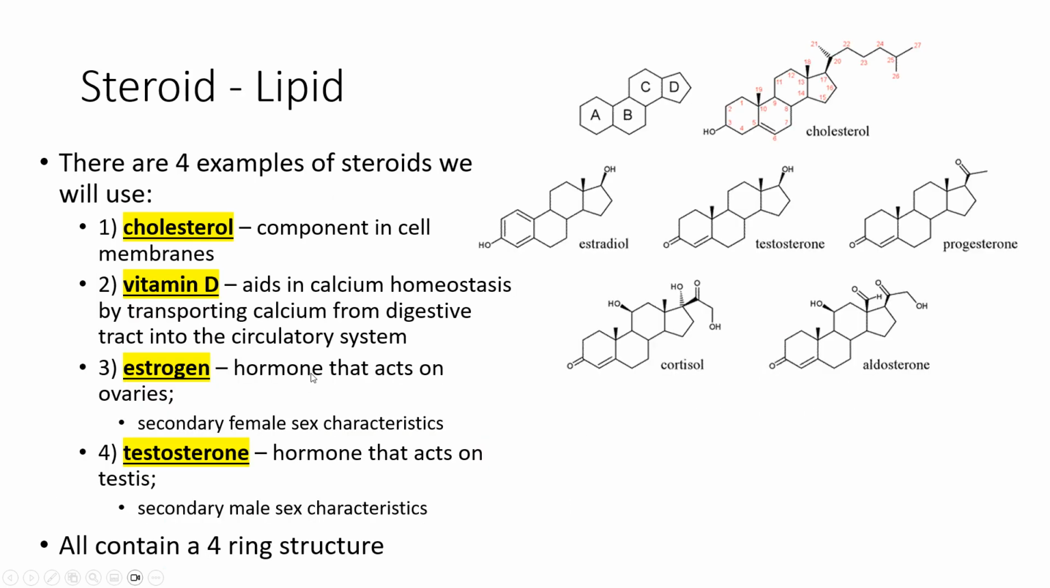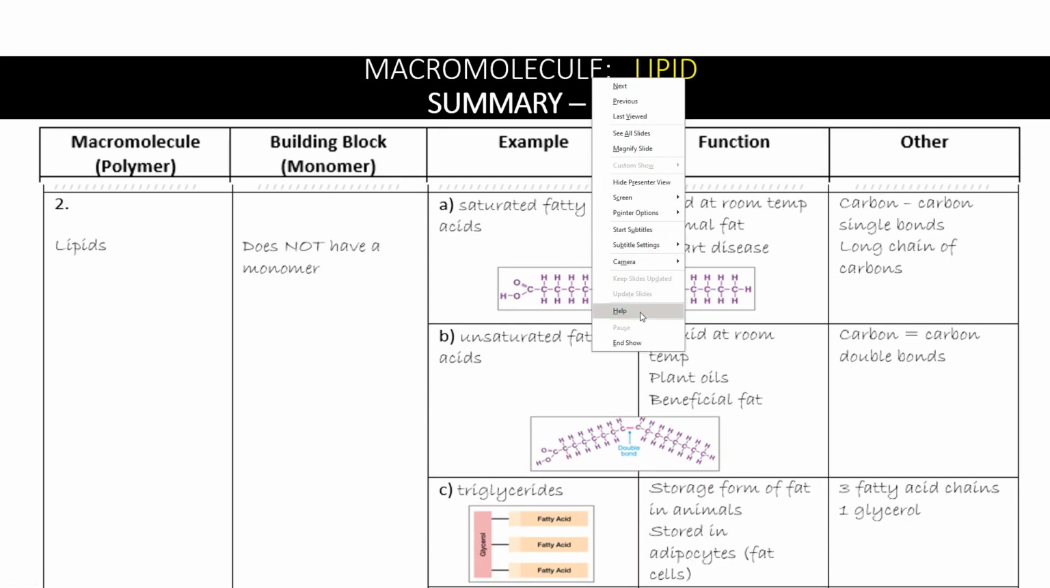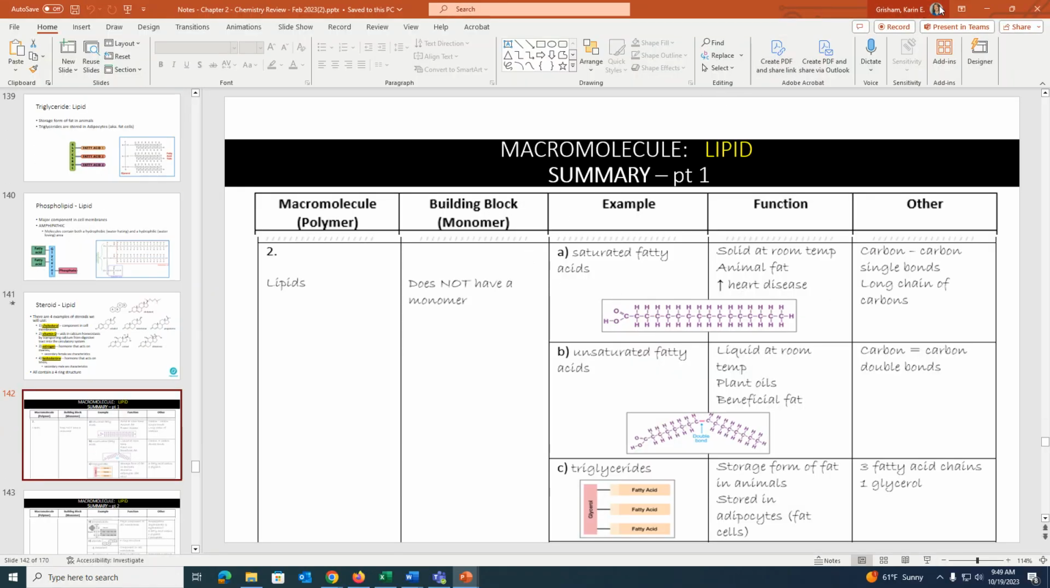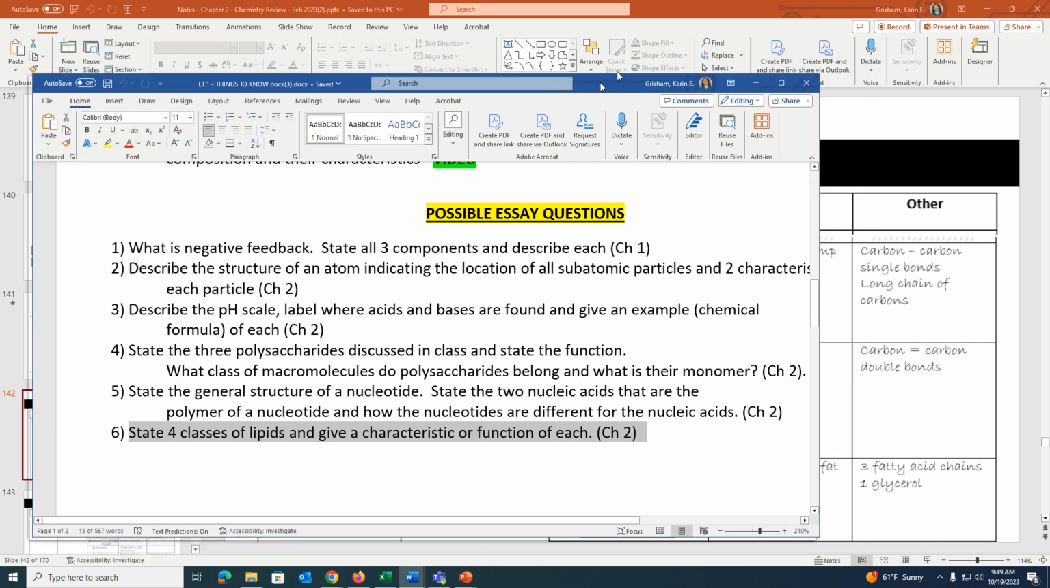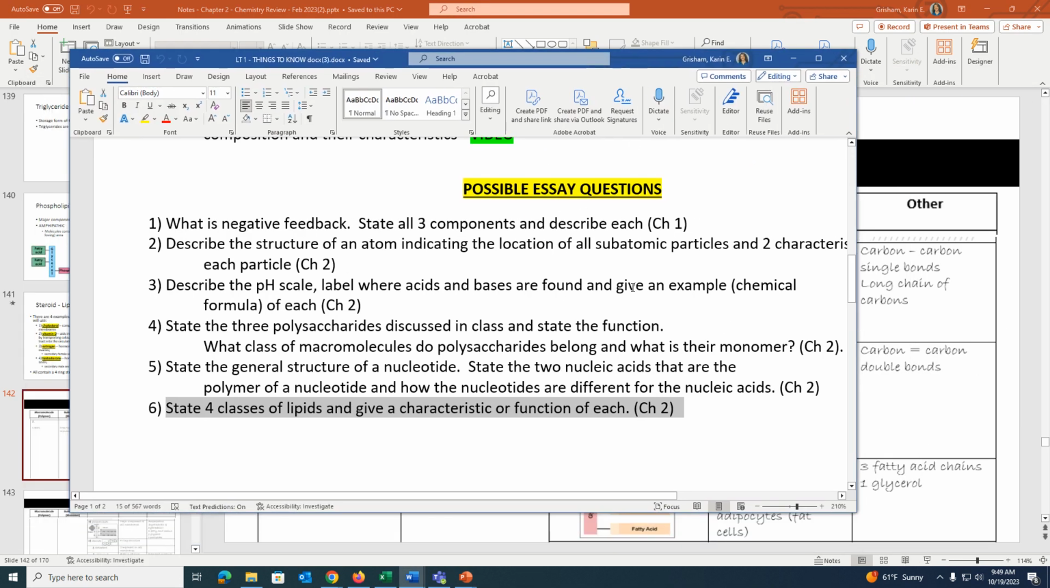If you picked steroids, you could say steroids are a 4-ring structure. If you notice cholesterol, vitamin D, estrogen, testosterone, they're all made of a 4-ring structure. That's the basic structure of a steroid. So that's all you'd have to say on the characteristic or function of those. So that is the answers to all of those possible essay questions.